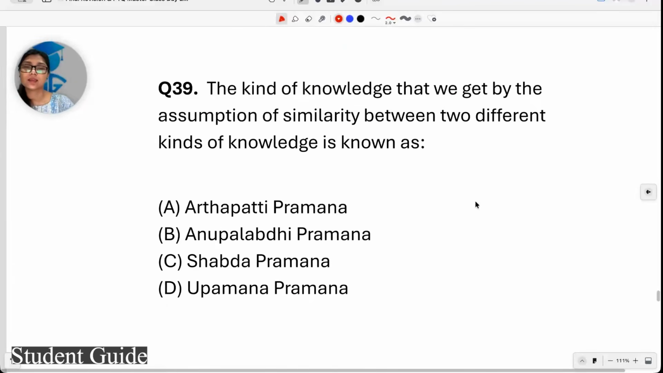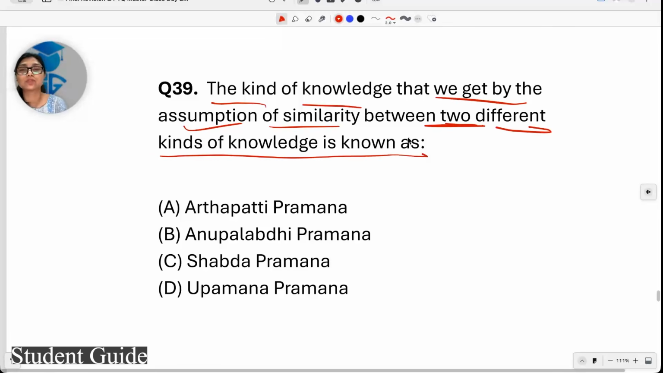Now, next question. It is asking: the kind of knowledge that we get by the assumption of similarity between two different kinds of knowledge is known as. Okay, this may be an important question coming from Indian logic. So we need to find the correct answer for this.